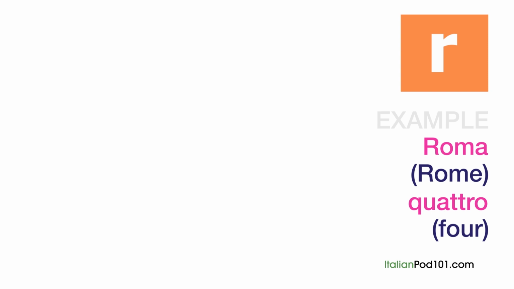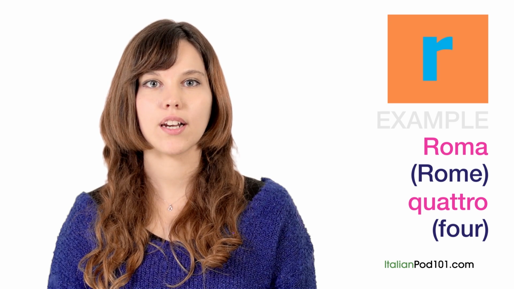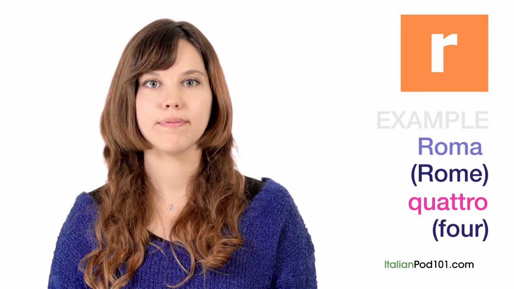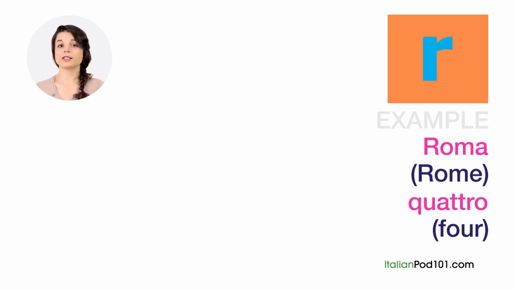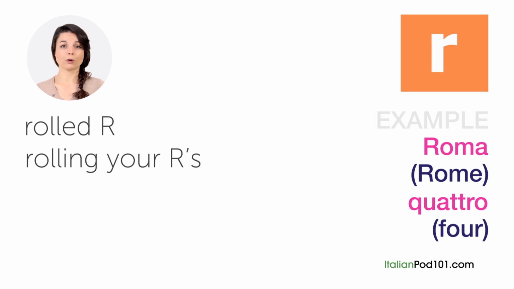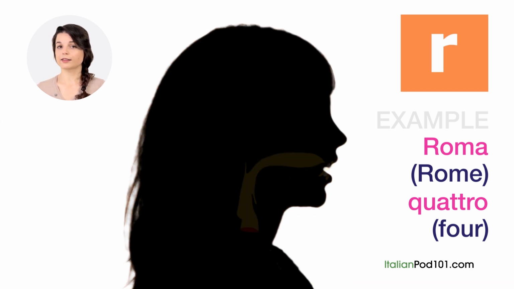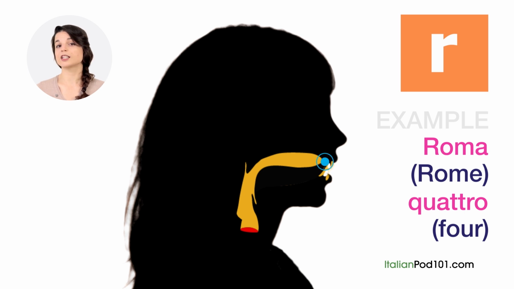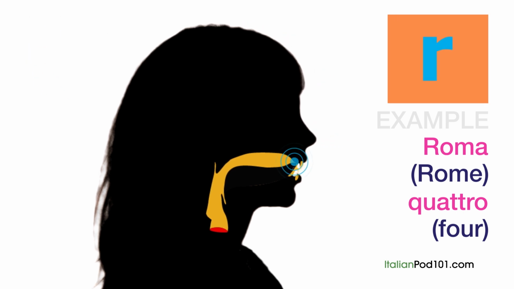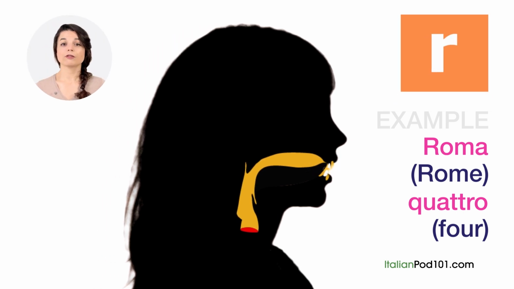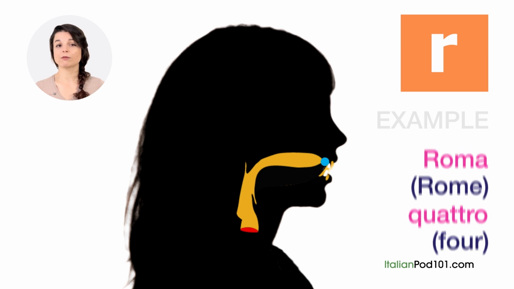The first consonant is R, as in Roma and quattro. This is also known as a rolled R or rolling your R's. Lightly contact the gums directly behind your top teeth with the tip of your tongue and try to direct just enough air through it so that the opening opens and closes rapidly, as if fluttering or vibrating. It almost sounds like a rapid D sound. You should feel the pressure behind the gums and at the tip of your tongue.